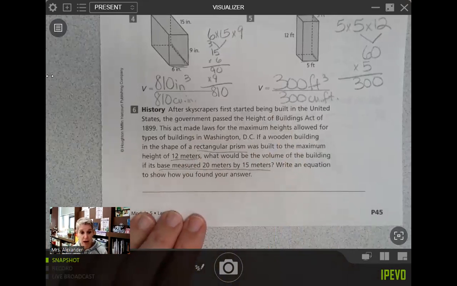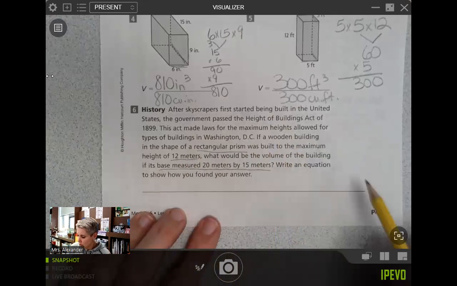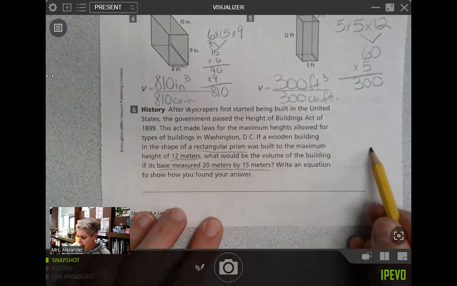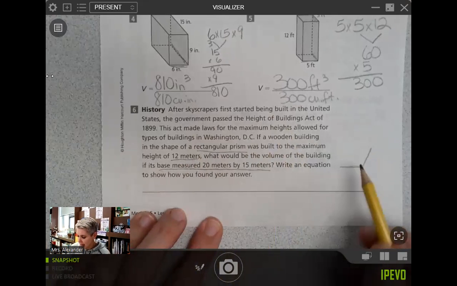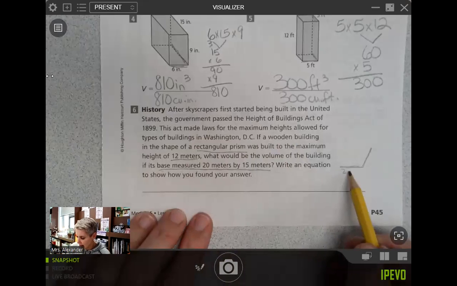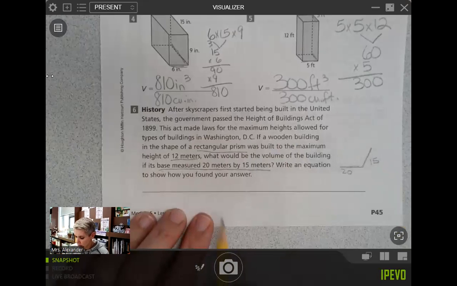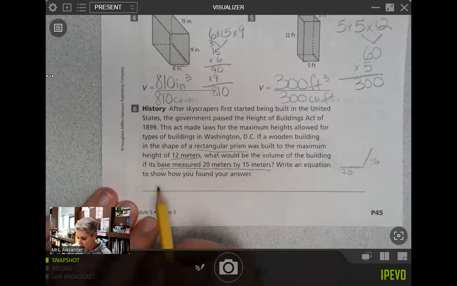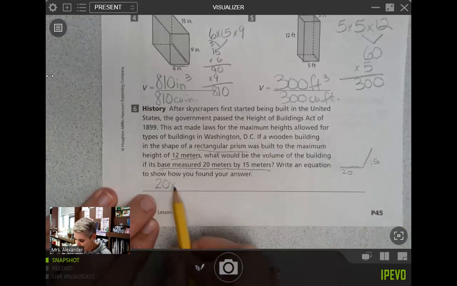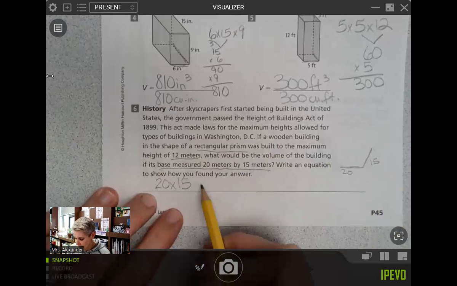So we talked about the base of our rectangular prisms in class today. Remember, if we're finding the base, the two measures that give us the base are the length and the width. So if we have the length and the width for our base, that's 20 meters by 15 meters, and it's a maximum height of 12 meters. So we have our base that equals 12 times 15 times 12 meters high.